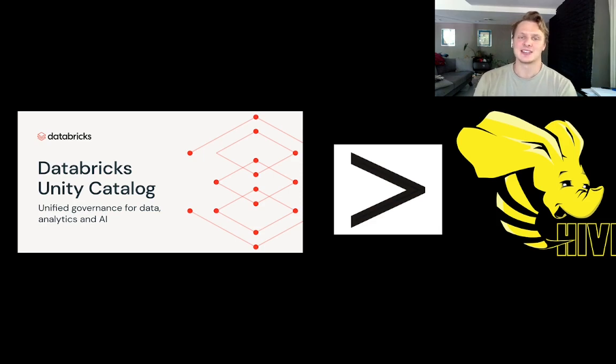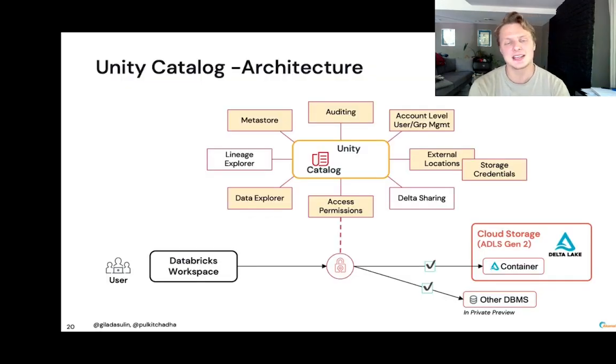And migrating over to Unity Catalog from Hive is very easy. It is the recommended thing to do. So this is what the Unity Catalog looks like from an architectural standpoint.